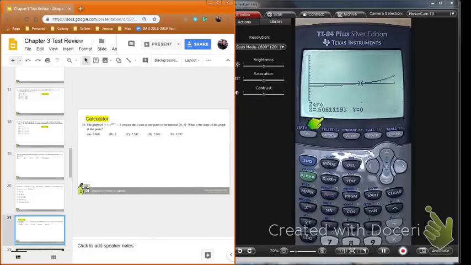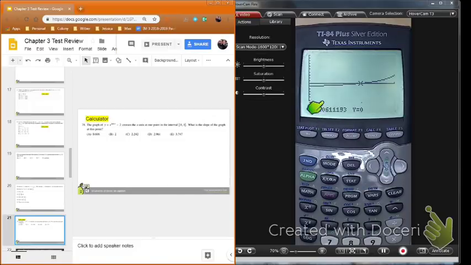So I need to know the slope at 0.606. Now remember, the slope of a function is the derivative. So I essentially want to know what the derivative is at 0.606. So I need to evaluate the derivative of this function at 0.606. Technically, you can do it from the graph, but I always prefer that you do it from the home screen. So I want you to keep that number.